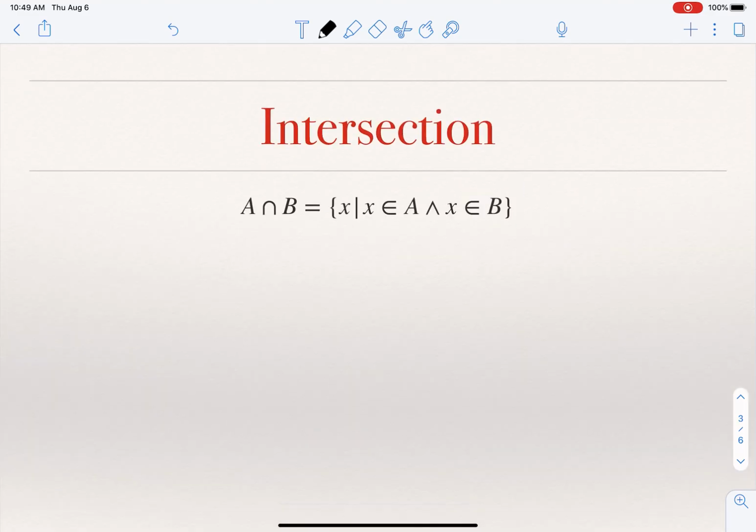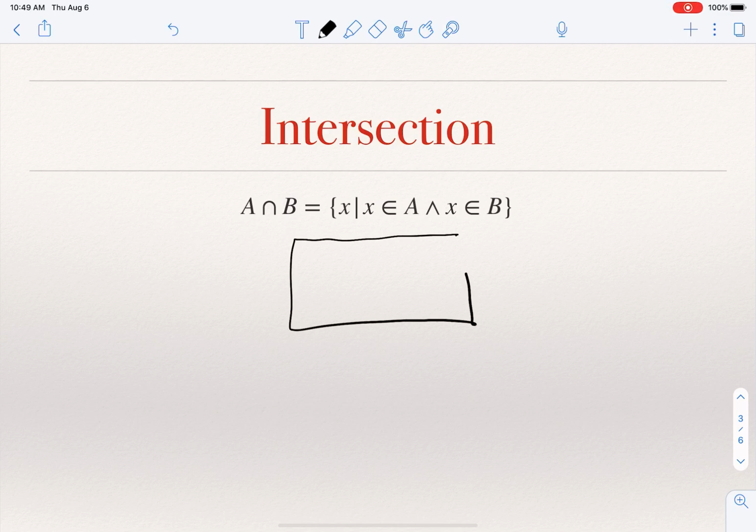The intersection of two sets is the set of all elements that are in both A and B. In a Venn diagram, if you look at two sets, A and B, the shaded area that corresponds to the intersection is this one here, the elements that are in both A and B.